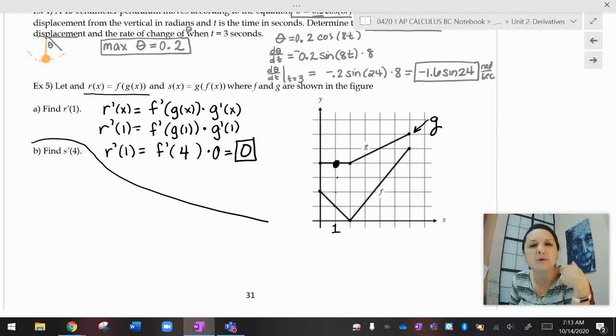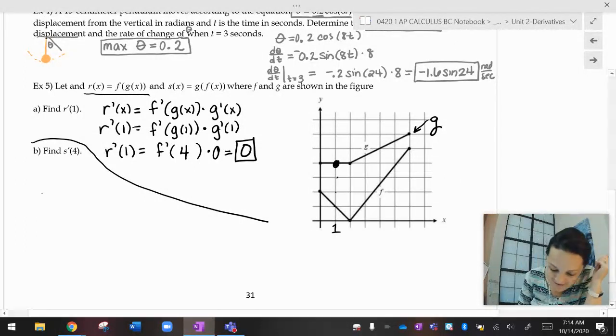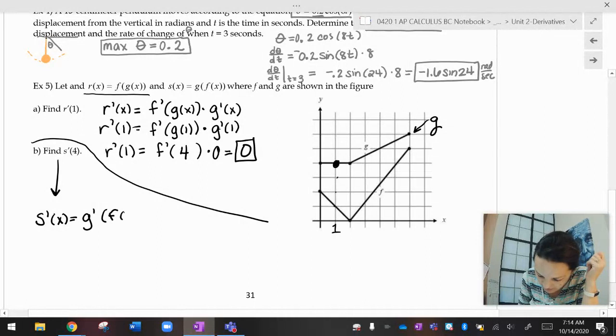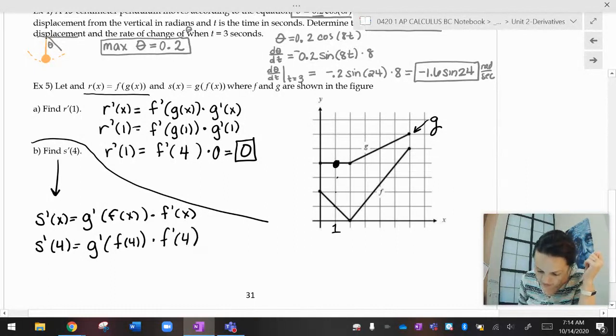All right, what about s prime of 4? Same thing. Tell you what, pause the video. Pause it. You do it. Then come back. Okay, hopefully you paused it and came back. So if I want s prime of 4, s prime of x is going to be g prime of f of x times f prime of x, derivative of the outside, keep the inside, times the derivative of the inside. So s prime of 4 is g prime of f of 4 times f prime of 4.